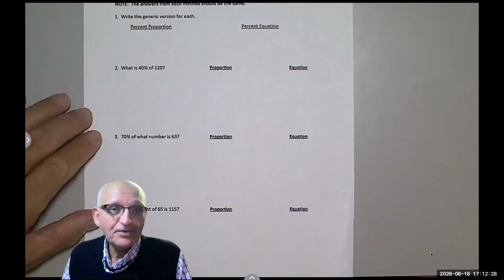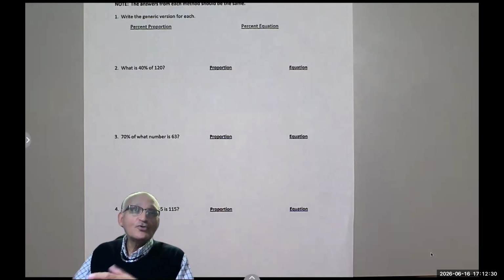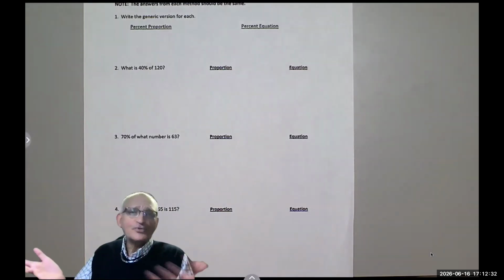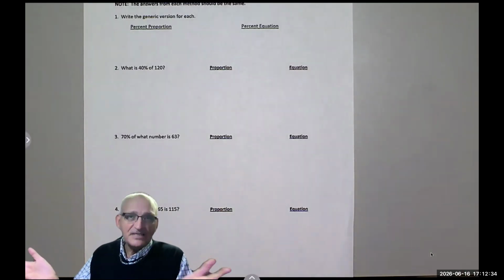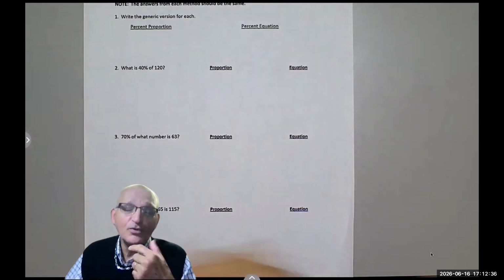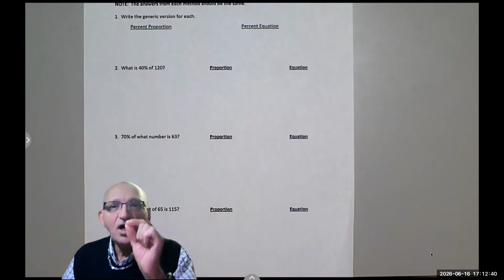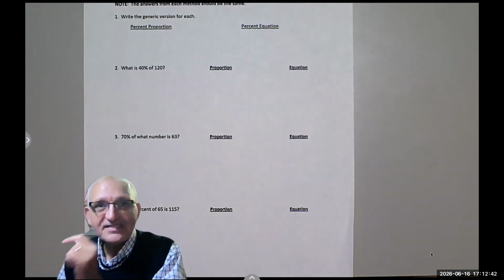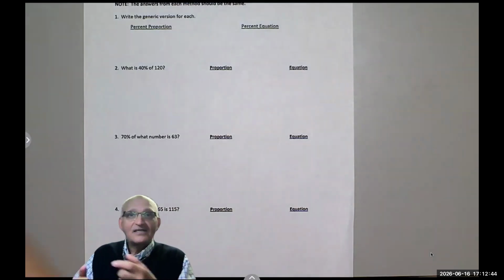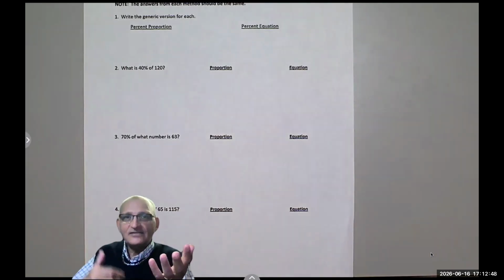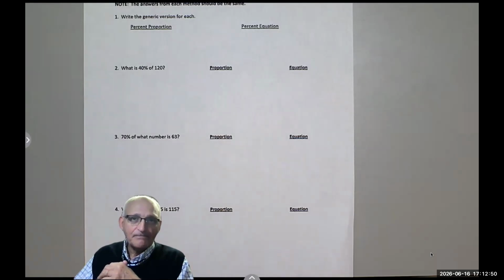Today we have a practice worksheet on proportions and how they relate to percents, because a percent is basically a proportion out of 100. When you say percent, meaning how much of 100%, a cent is 1/100th of a dollar. So when we say percent, we are dividing by 100.